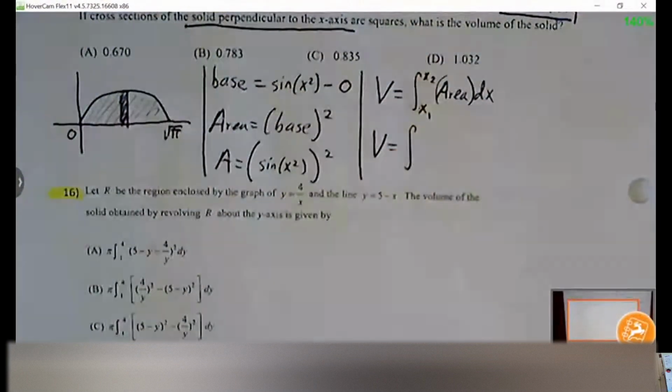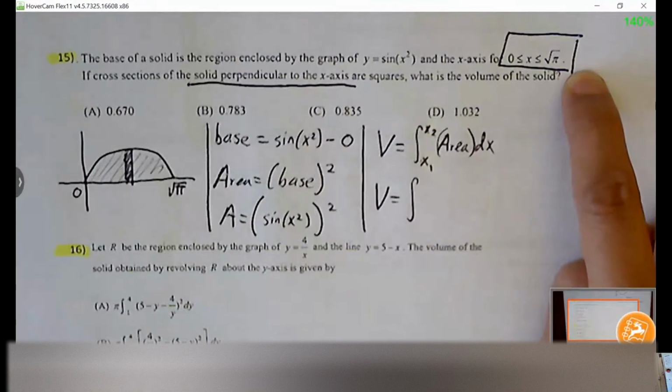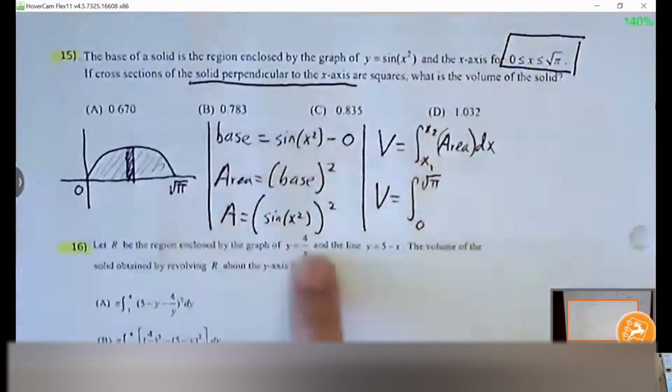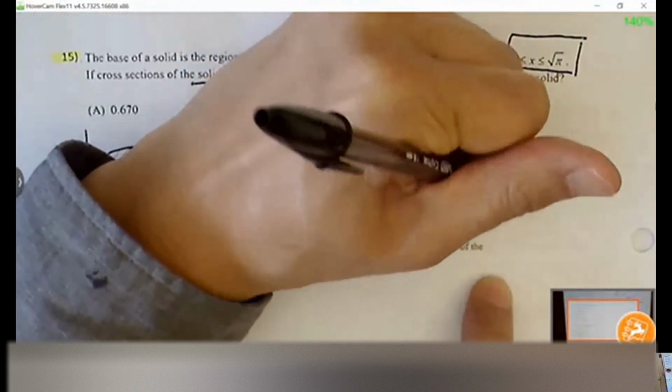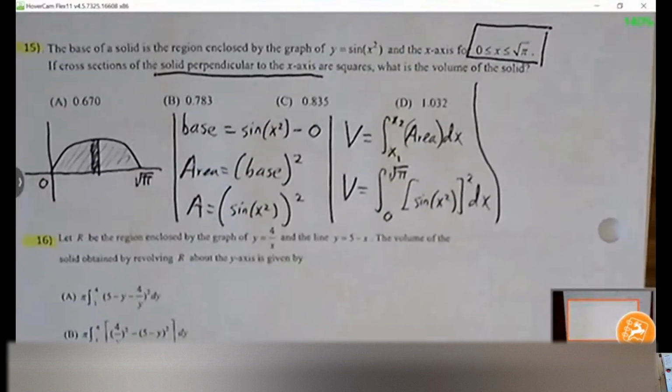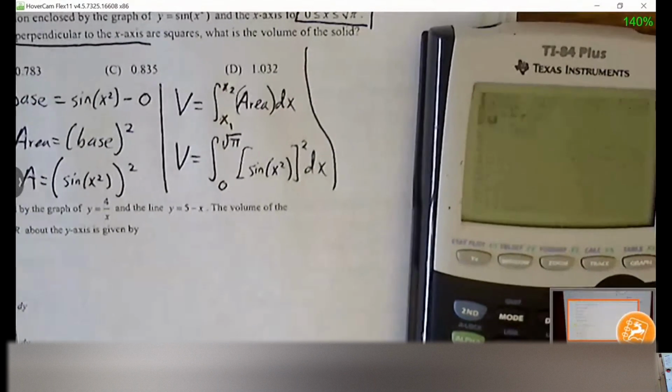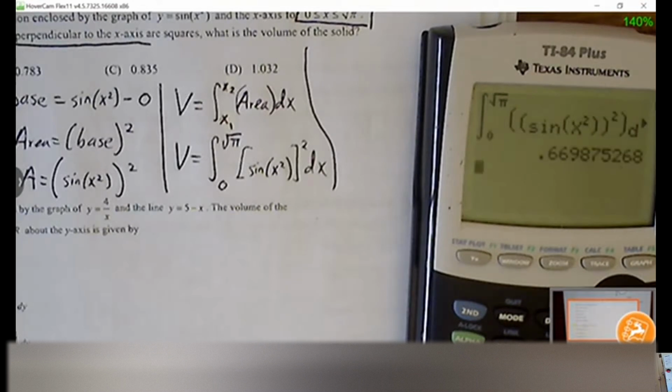Remember, there's no pi in front, right? There's no rotation, there's no circle involved here. So we're just going to go from zero to root pi, of our area, dx. And the rest is going to go in our calculator. Okay, math 9. Okay, 0.6698, that rounds up to be 0.670. Answer choice A.